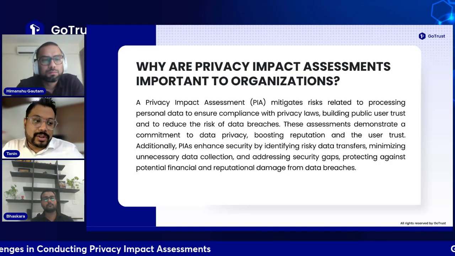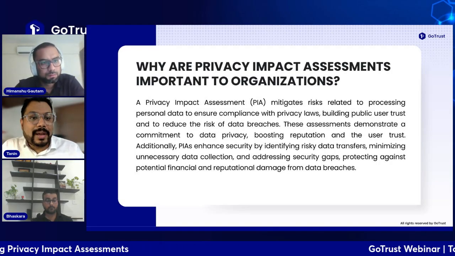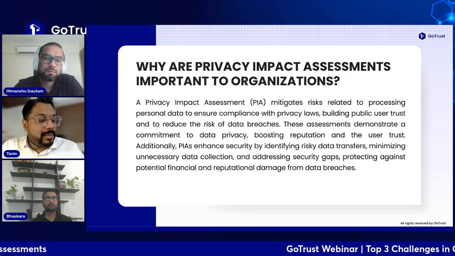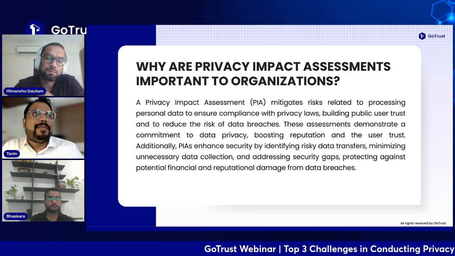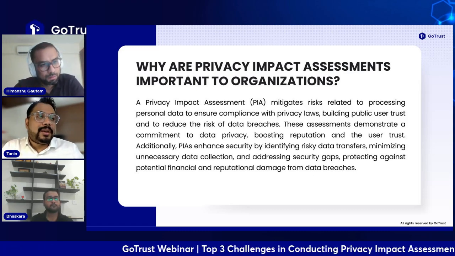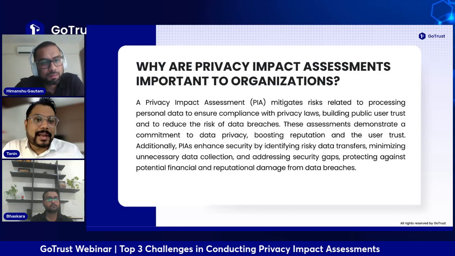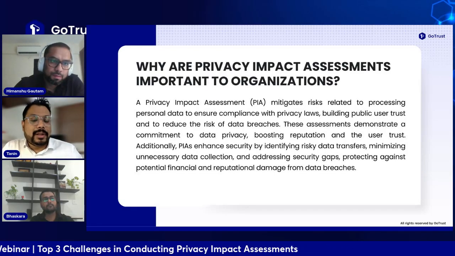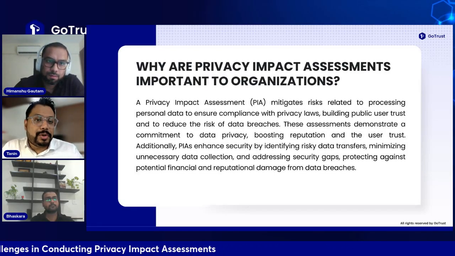So based on the law of the land, the DPIA differs, and I completely agree with you. You cannot have one DPIA that goes for everyone. There will always be a delta change that has to be added with respect to each jurisdiction that you are working on.